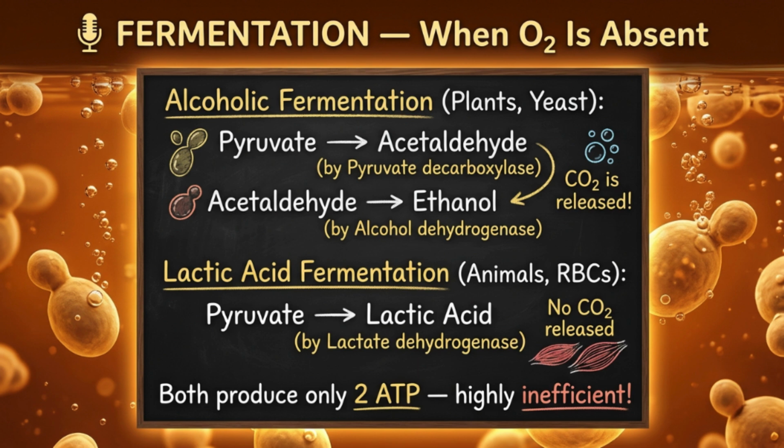In animals, like during intense exercise when oxygen runs out, pyruvate is directly converted to lactic acid by lactate dehydrogenase. No CO2 is released here. Both pathways produce just 2 ATP per glucose, incredibly inefficient compared to the 36 to 38 from aerobic respiration. This is why aerobic organisms have a massive energy advantage.